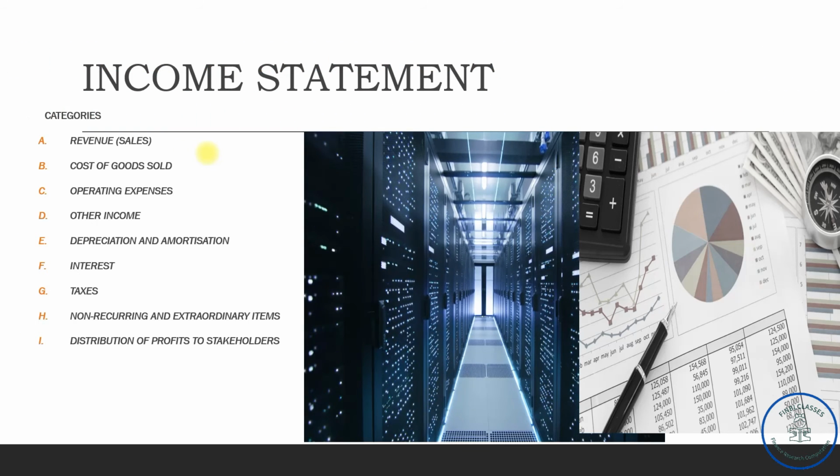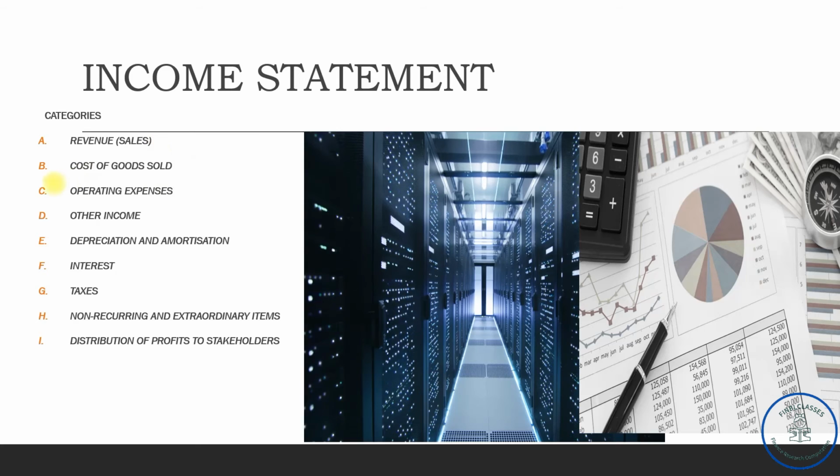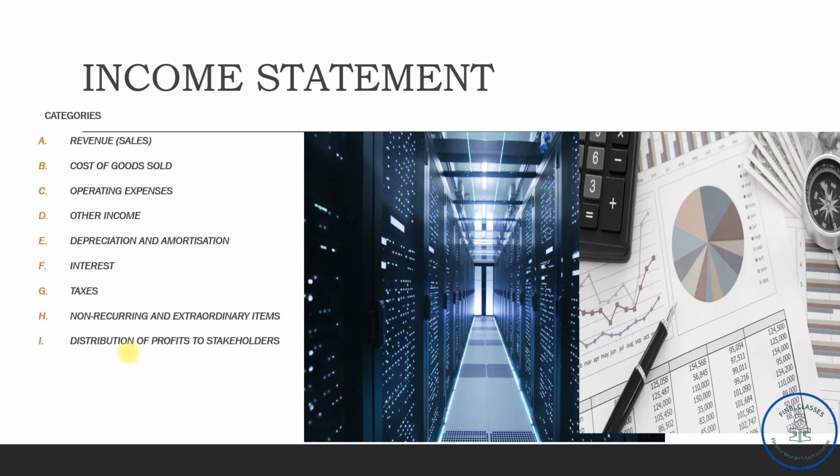Expenses vary from company to company, but as an analyst we have to engage in proper analysis by looking into the income statement line items. These are the line items that we have to categorize as an analyst, going very in-depth into how it actually works. The categories are: revenue, which is sales, then cost of goods sold, operating expenses, other income, depreciation and amortization, interest, taxes, non-recurring and extraordinary items, and then distribution of profits to stakeholders or shareholders.